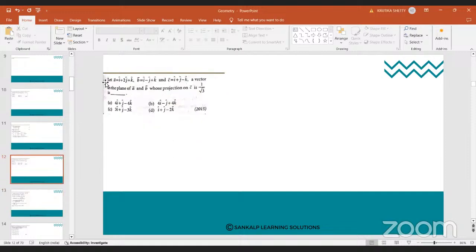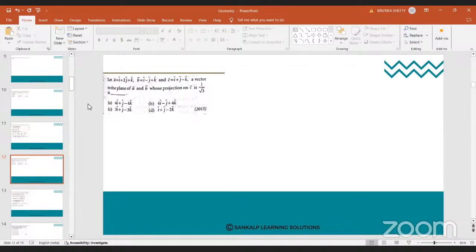The next question: let a equal to i cap plus 2 j cap plus k cap, b equal to i cap minus j cap plus k cap, and c equal to i cap plus j cap minus k cap. A vector in the plane of a and b whose projection on c is 1 by root 3 is. So we have to consider a vector present in the plane of a and b, whose projection on c is 1 by root 3. See how we can solve this.